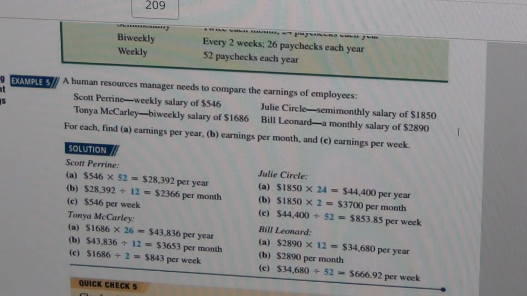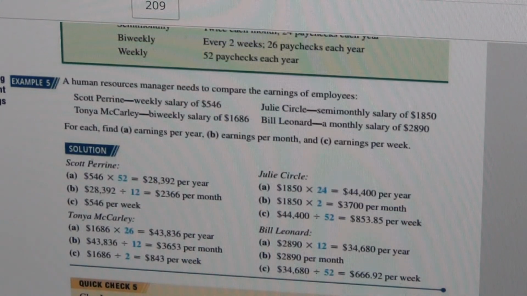But let's look at Scott Perrine. He's got a weekly salary of $546. If we're looking at per year, per month, and per week, we can fill that in right now: $546 per week, we're done. We only have to figure out the other 2. What's Scott's annual salary? If we take the $546 per week and multiply it by 52, we get $28,392.